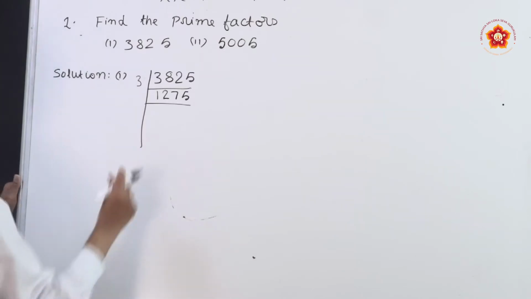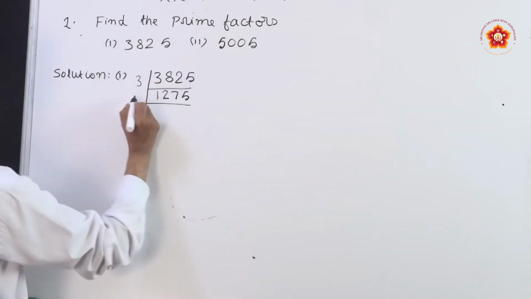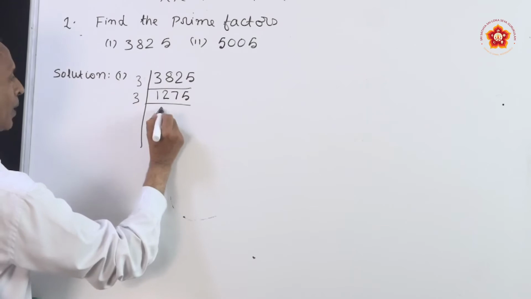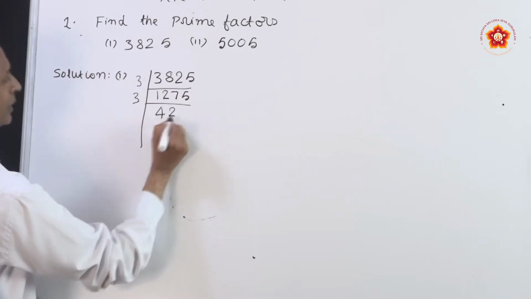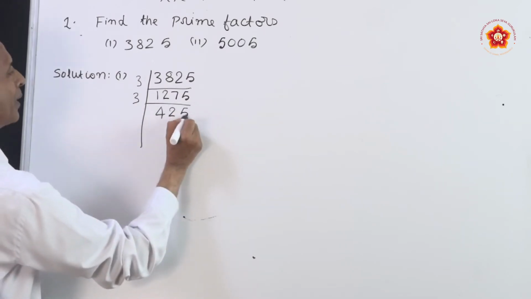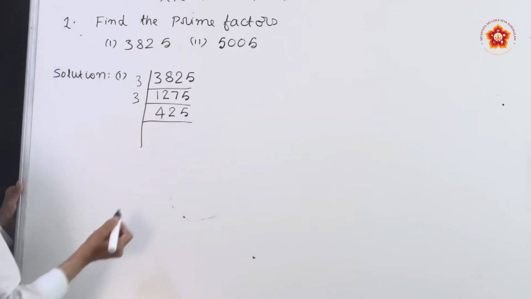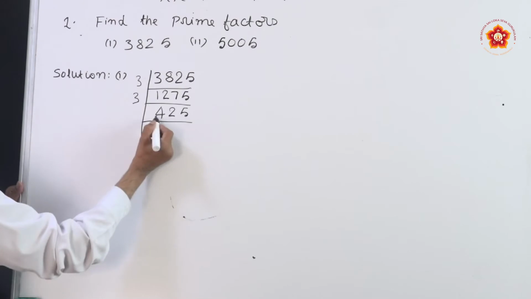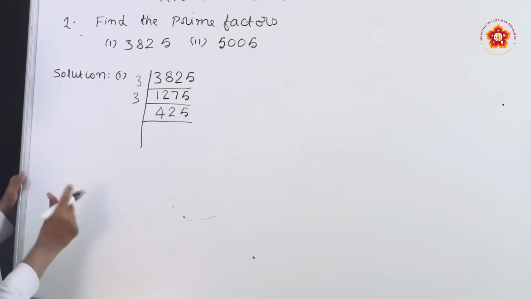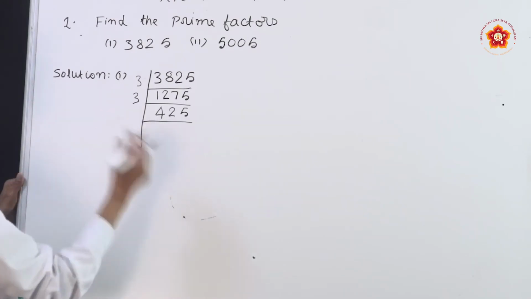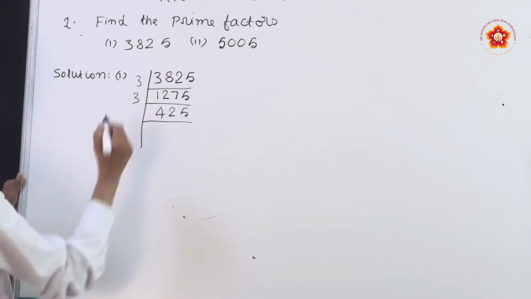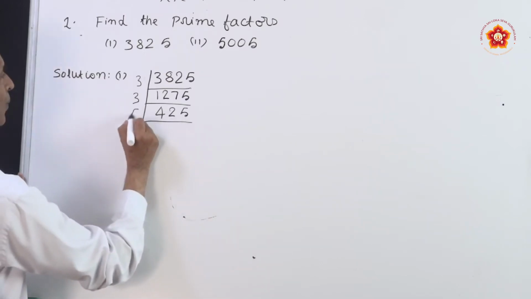Next, once again it is also divisible by 3. So, let us divide now. 3 4s are 12, 3 2s are 6, 3 5s are 15. Now, if you add all the digits, you will get 5 plus 2, 7, plus 4, 11. So, it is not divisible by 3. Let us move to the next prime number, that is 5.